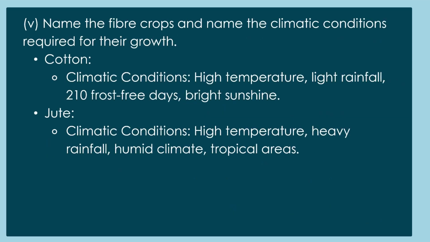Name the fiber crops and name the climatic conditions required for their growth. The two fiber crops are cotton and jute. First one, cotton. The climatic conditions are high temperature, light rainfall, 210 frost-free days, bright sunshine. For jute, the climatic conditions are high temperature, heavy rainfall, humid climate and tropical areas.